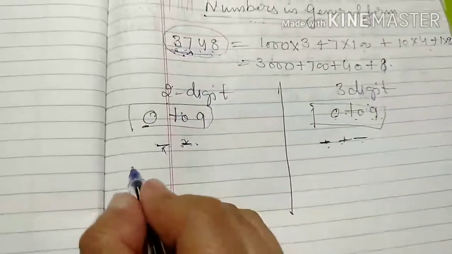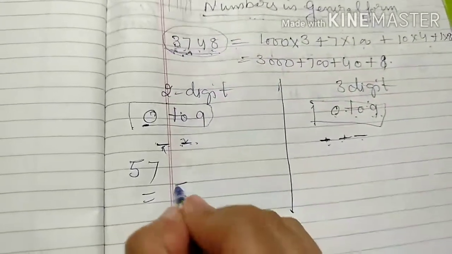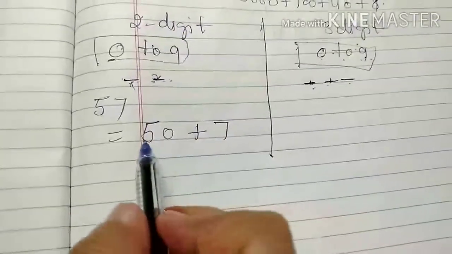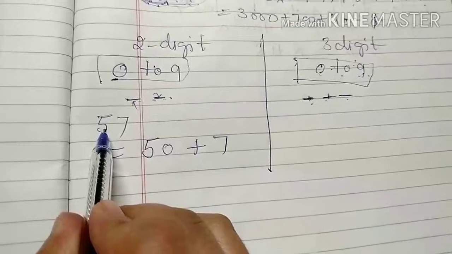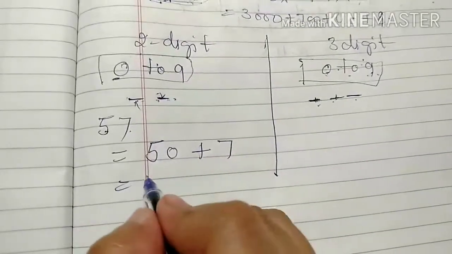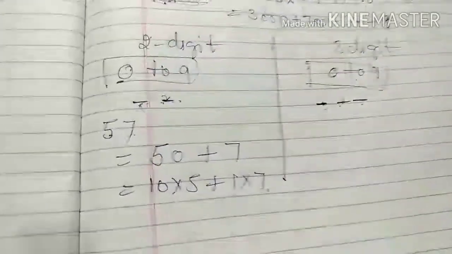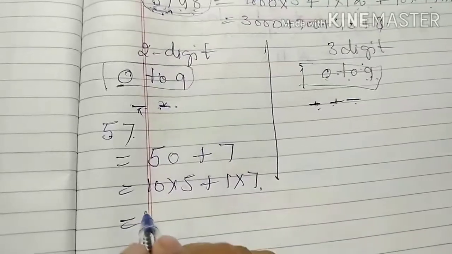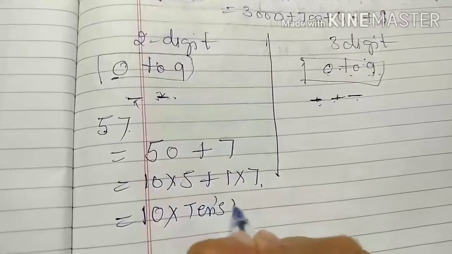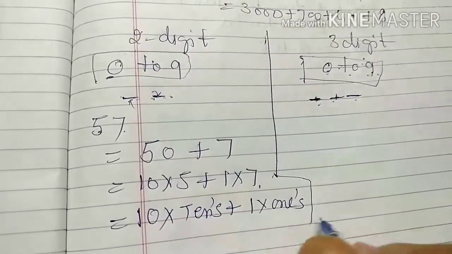So how do we write this? Suppose I have a number like 57. When I write it in expanded form, I write 50 plus 7. That means this 5 is in the 10 place and this 7 is in the 1 place. So we write it like that: 10 into 5 plus 1 into 7. That means 10 multiplied by the tens place digit and 1 multiplied by the ones place digit.